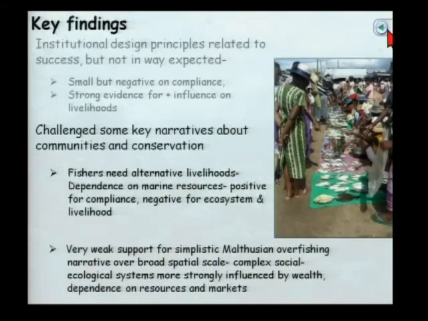And lastly, we're finding weak support for what I would call the simplistic Malthusian overfishing narrative. When we look at this over a broad spatial scale, what we're really finding is that coral reefs are complex social-ecological systems that are influenced by things like wealth, markets, and dependence on resources.